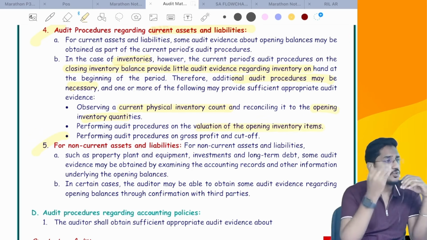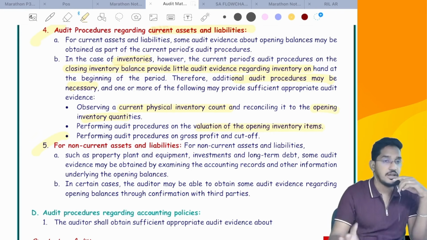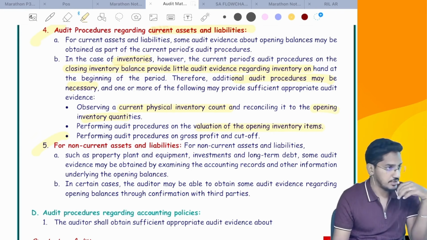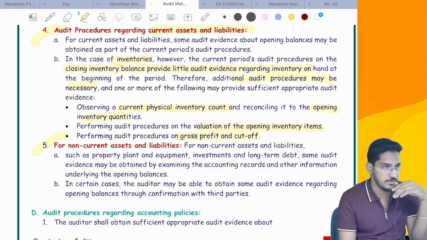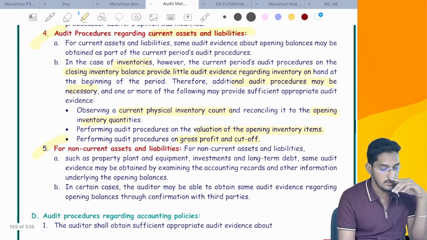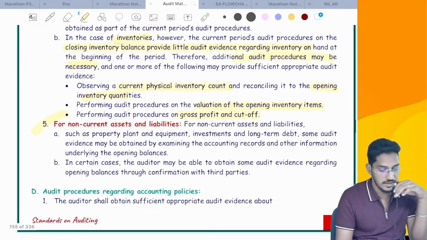Ask the management to share last year's valuation sheet, and try to perform audit procedures on whether they have done the valuation properly or not. Also perform audit procedures on gross profit and cutoff, basically analytical procedures. You compare gross profit margins and all. So this is what specifically you need to do regarding current assets and liabilities.